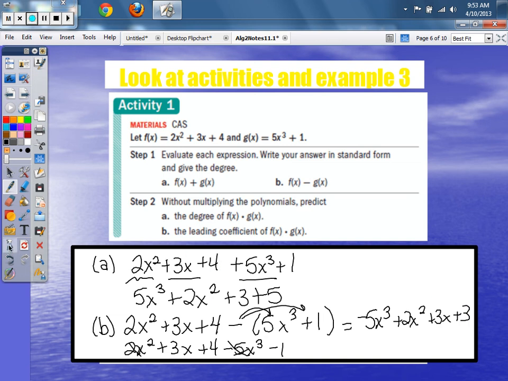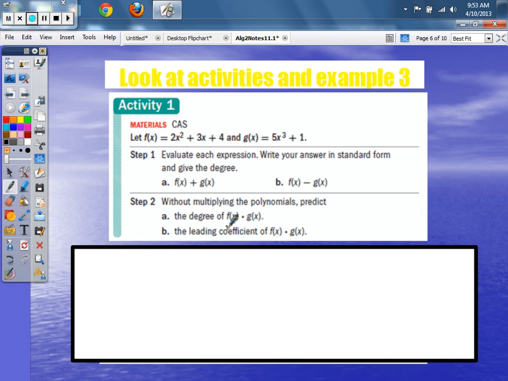Okay, the next thing they want us to do is find the degree of f of x times g of x. They're not asking us to multiply, although we could, easy enough. You would just double or triple distribute depending which one you put first. To find the degree, let's think about where the degree is going to come from. The degree is going to be your highest exponent. Well, won't the highest exponent come from multiplying this term, this 2x squared, times this term, which is the largest in the second function, 5x to the third.